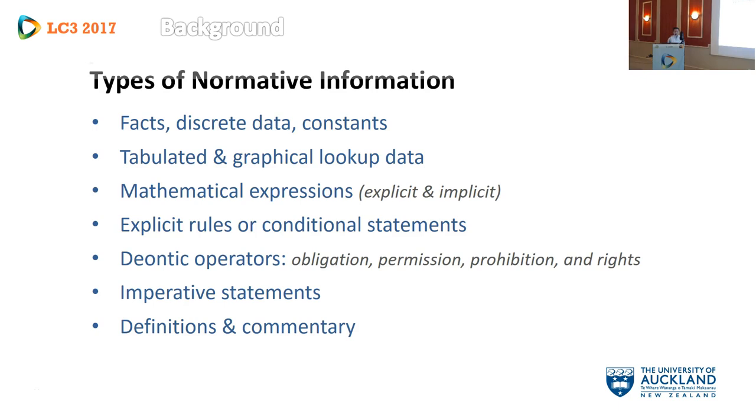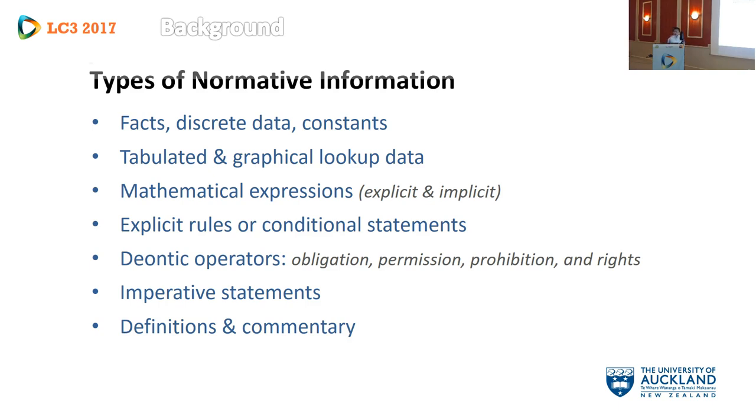Normative information also comes in various types. We're talking about facts, discrete data, and constants, such as a space that is used for an office would have an occupant density of one person per 10 square meters, for example. We also have tabulated and graphical lookup data, given certain parameters and certain conditions apply. We also have mathematical expressions. Some are quite explicit with equations, some are implicit in the text.